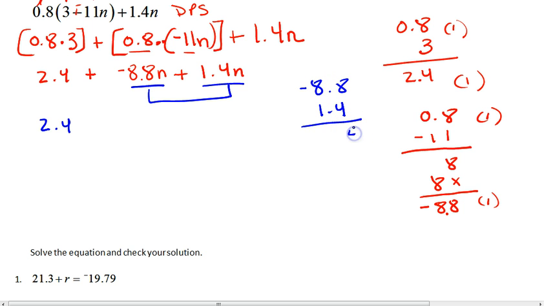4 from 8 is 4. 1 from 8 is 7. 8.8 was larger, so I end up with plus negative 7.4n. And that would be my simplified expression.